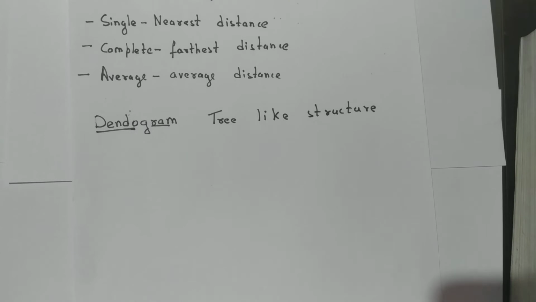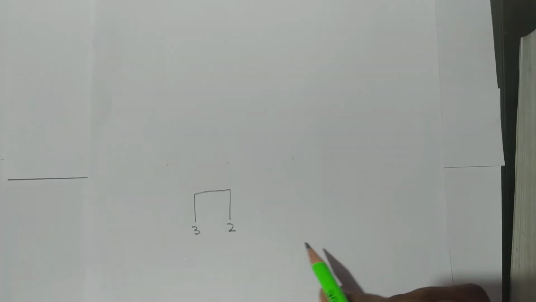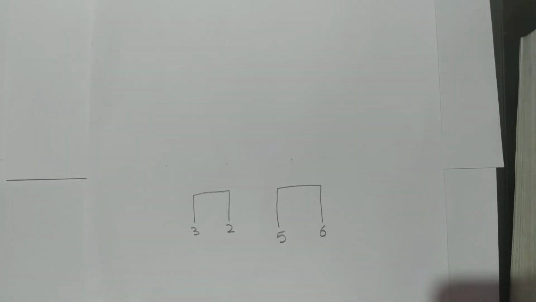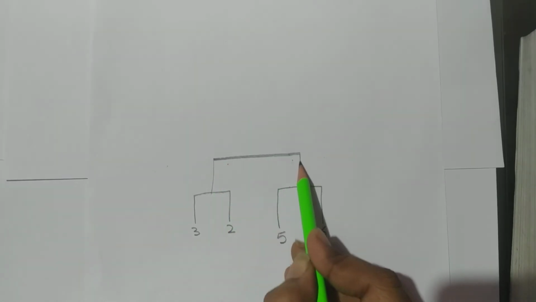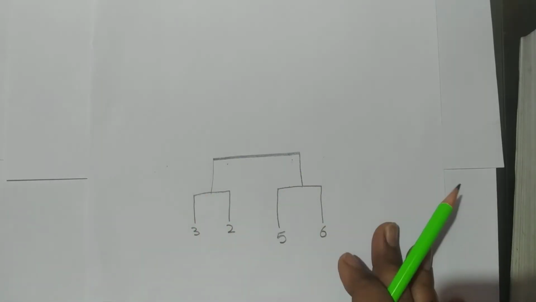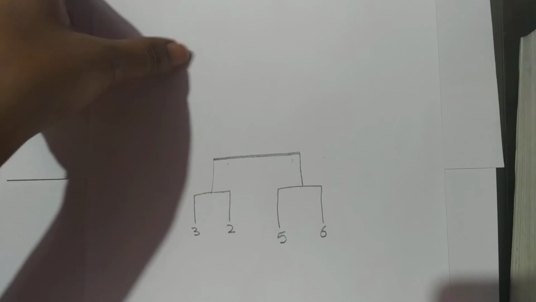A dendrogram is a tree-like structure. Let's say if we join cluster 2 and 3 together, then a dendrogram of this kind would be made. Then we join points 5 and 6 together to form one cluster. Then later on we join these two clusters to form one big cluster, and so on. The dendrogram is created. We will use RStudio to implement HAC using dendrograms.